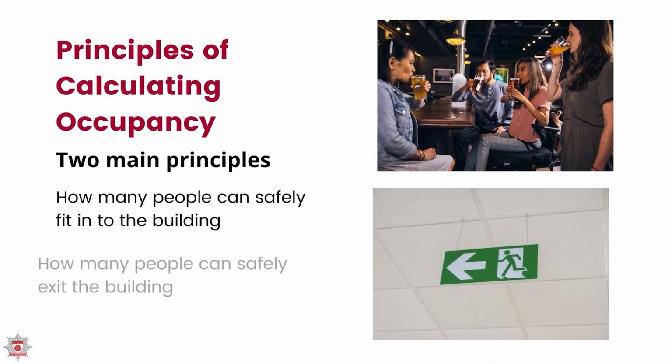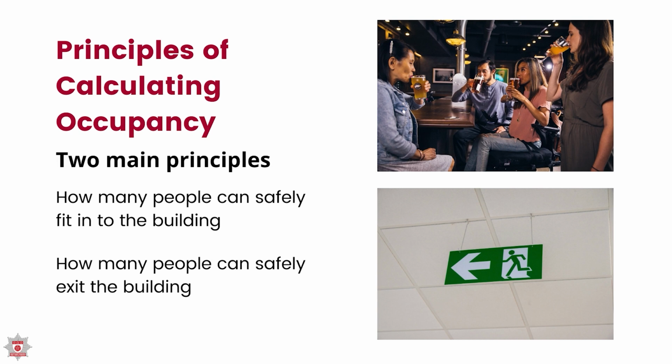There are two main principles that we need to think about when calculating the maximum occupancy of a premises. The first is how many people can you safely fit inside the building, and the second is how many people can you safely get out of the building. The number of people you can fit inside the building depends on how big your building is and how you use it. Working this out will be a lot easier if you make a quick sketch of the floor layout.